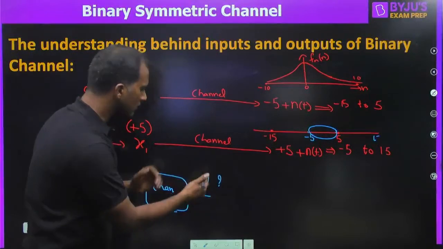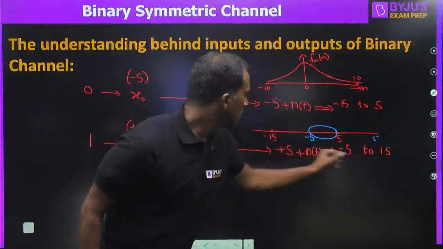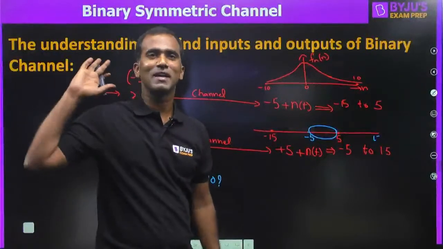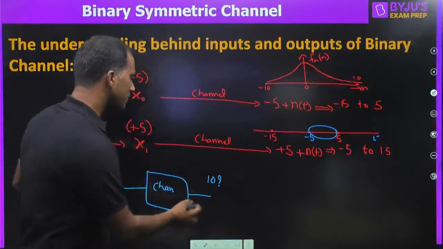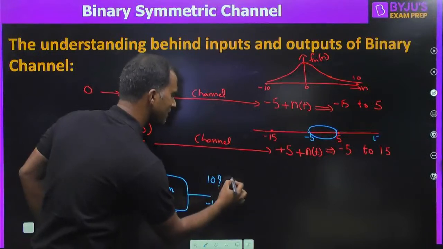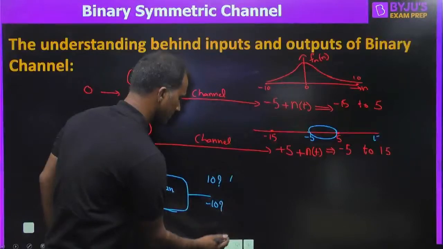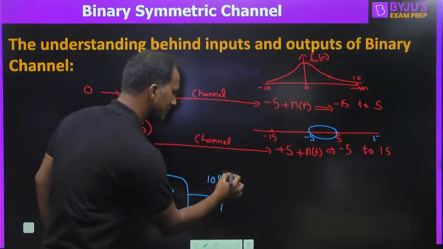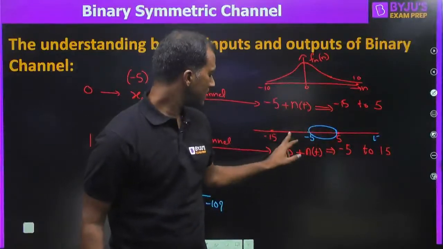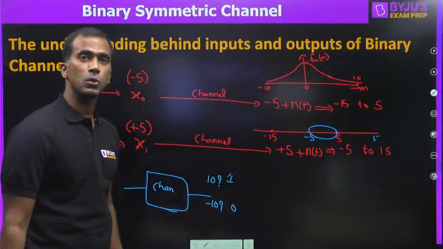After looking at 10 volts, what will we decide? 10 volts is possible only when 1 is transmitted. Okay, we can clearly say that 1 might have been transmitted, right? So if you receive 10 volts, we are very clear that 1 is transmitted. How about minus 10? Minus 10 is received only when 0 is transmitted. We are very clear here also, no confusion.